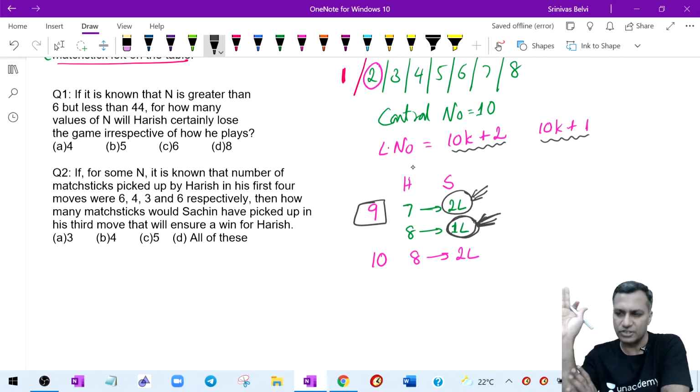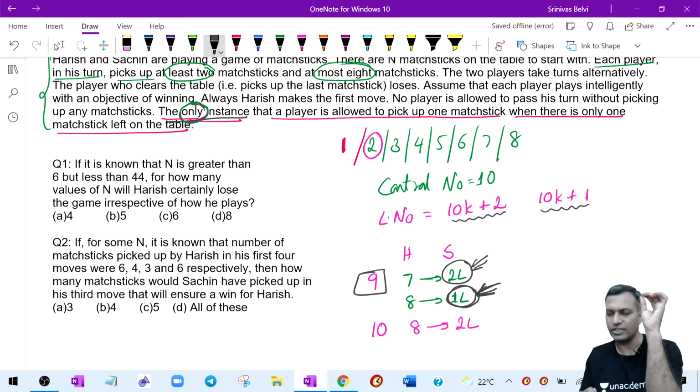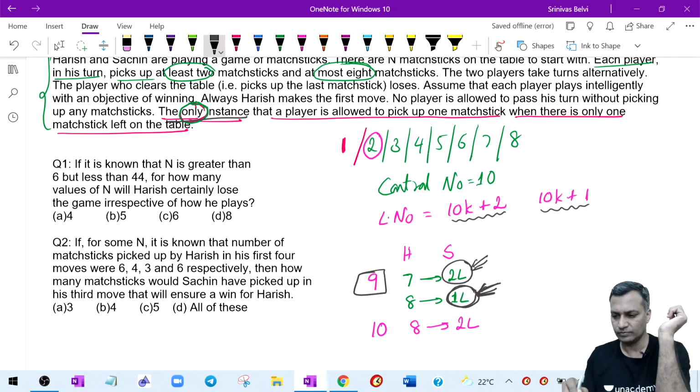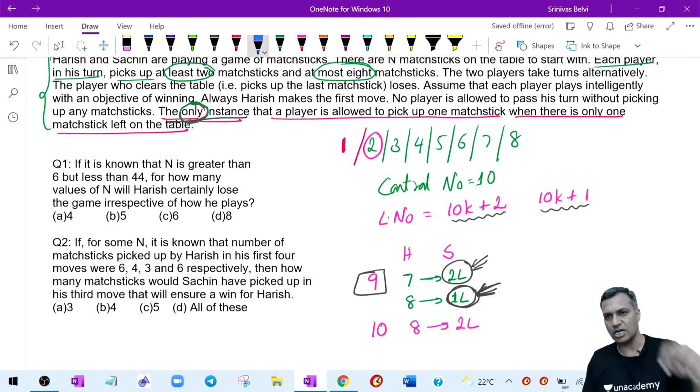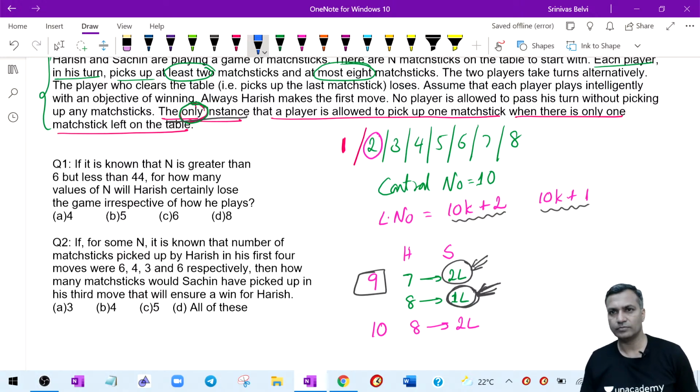There are 2 control numbers. Did you understand this? Because of this exception, the only instance word, there are 2 control numbers. Is this clear or do you want further explanation? There are 2 control numbers here. The choice is with the person who is controlling it. He can control it in 2 ways. There are 2 ways to push the opponent to the corner: either by leaving 1 stick or by leaving 2 sticks. There is a choice. Did you understand this choice? Everyone clear?